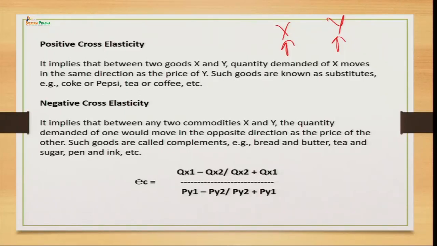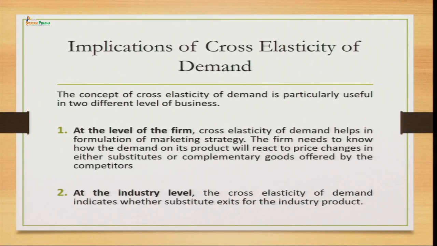Because complementary goods are those goods which are demanded jointly, which creates a joint demand, like car and petrol. When the price of one commodity increases, the demand for the other commodity will decrease, right? So here there is a negative impact. For the implication of cross elasticity, we can find out how many substitutes and how many complementary goods are available for our commodity. It is again a very important aspect for firms to know how many substitutes are available and how they are related to the prices of those commodities. So for that we study cross elasticity of demand.